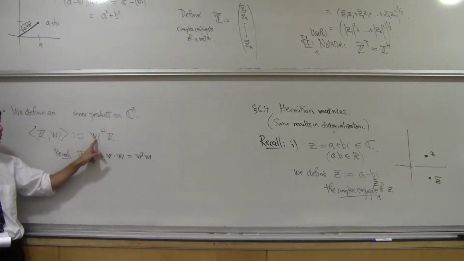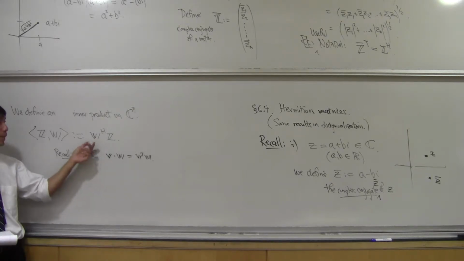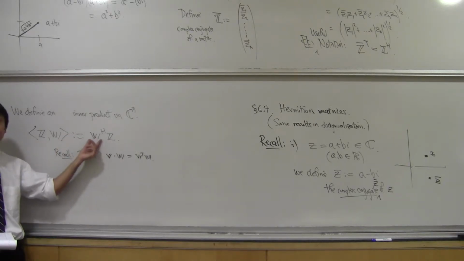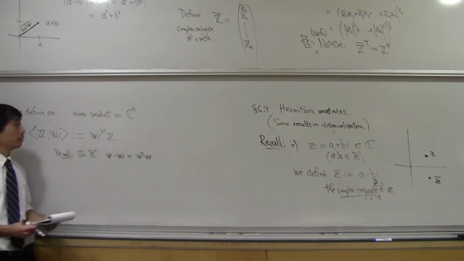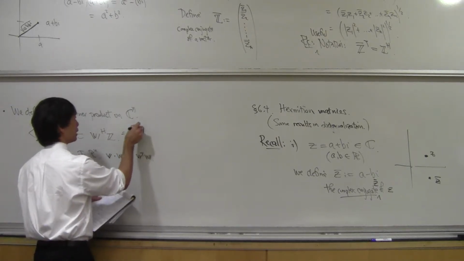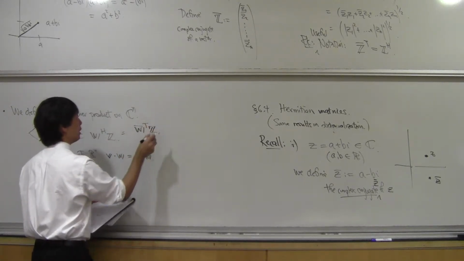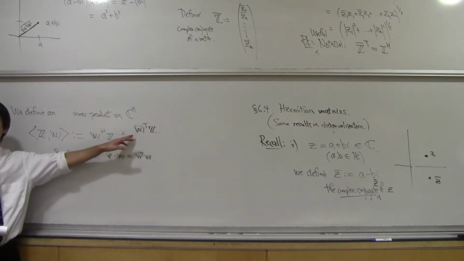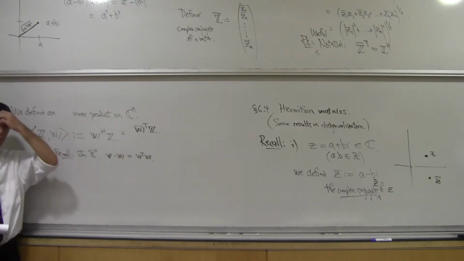What stands out about it is that we take w first, and we take the conjugate of w. We're taking the conjugate transpose against z. So we're not just taking the transpose, we're taking the conjugate transpose.